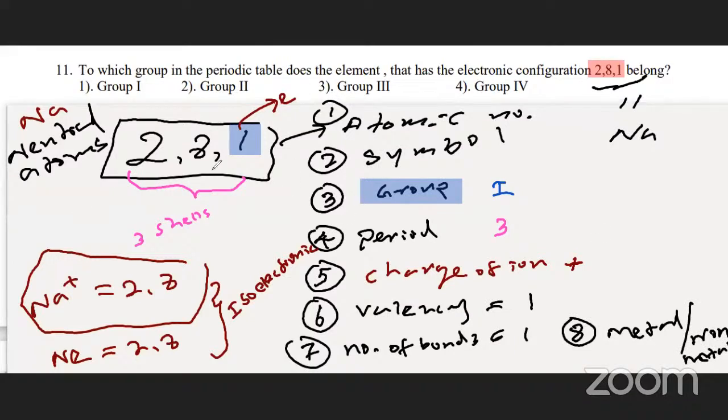Therefore, not just to underline the answer, I want you to explore and recall your theory from last year's grade 10 work. So I'll underline the answer now. Question number 11, to which group does it belong? Group 1. Right. Question number 12. I'll read the screen. 12th MCQ.